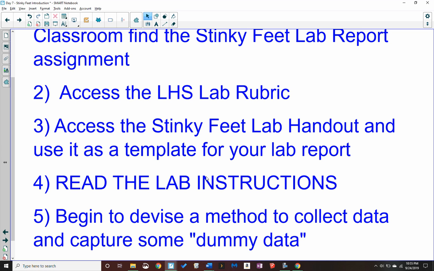Okay, so the go-getters in the class are going to want to start moving forward on this lab report right away, and I'm going to encourage you to really take the time to think about what data you're going to collect, how much is enough, and just the technique to get usable data, so that you're not struggling on the back end of this lab report with data that's not really helpful.